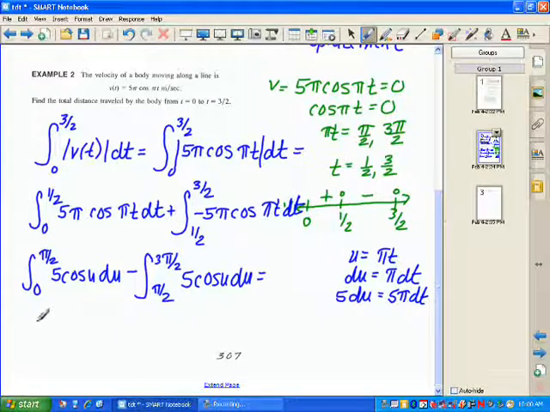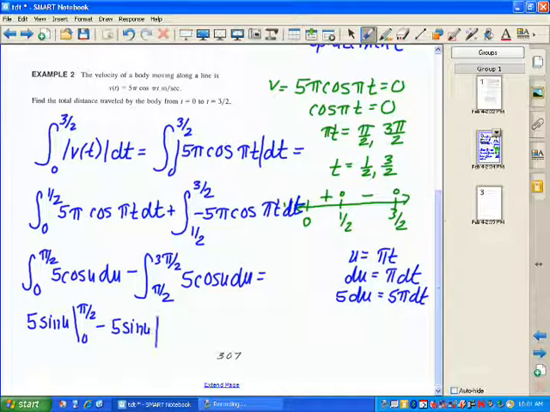Okay, ready to integrate? We've already done it, so I know this is just plain old sine, so 5 sine u from 0 to pi over 2, minus 5 sine u from pi over 2 to 3 pi over 2. Okay, ready for the plug-in?